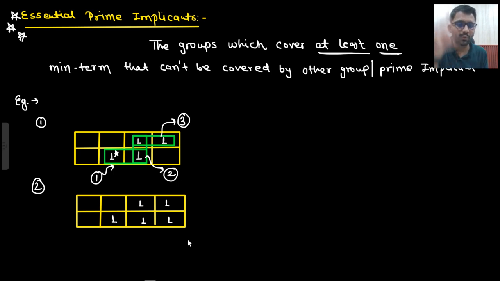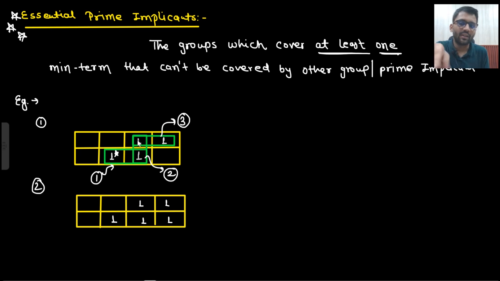Now I will go to group 2. I will ask this one, bro, you are in group 2, do you have any other option? He will say, yes, I have another option, I can go with group 1. I will go to this guy and ask him, bro, do you have any other option? He will say, yes, I can go with this one. That means both have other options. So this is not an essential prime implicant.